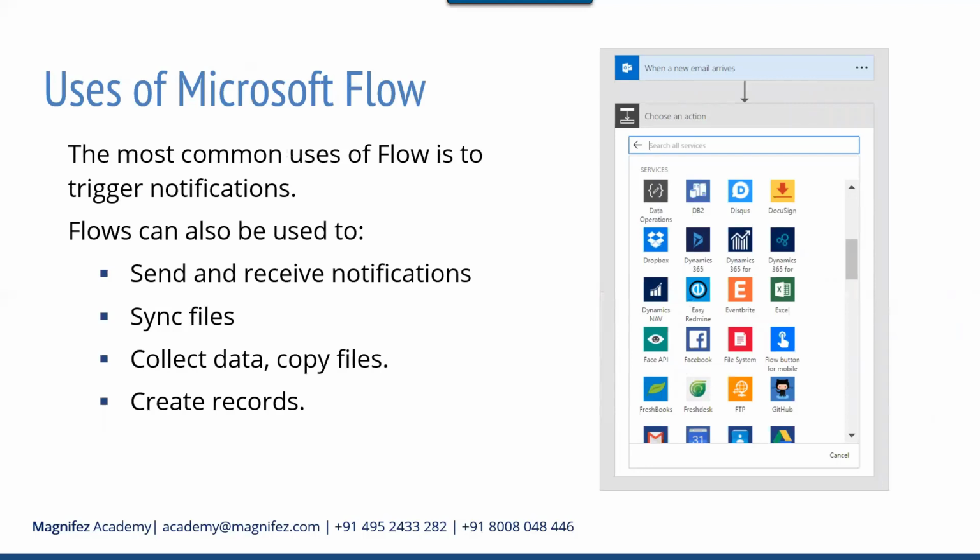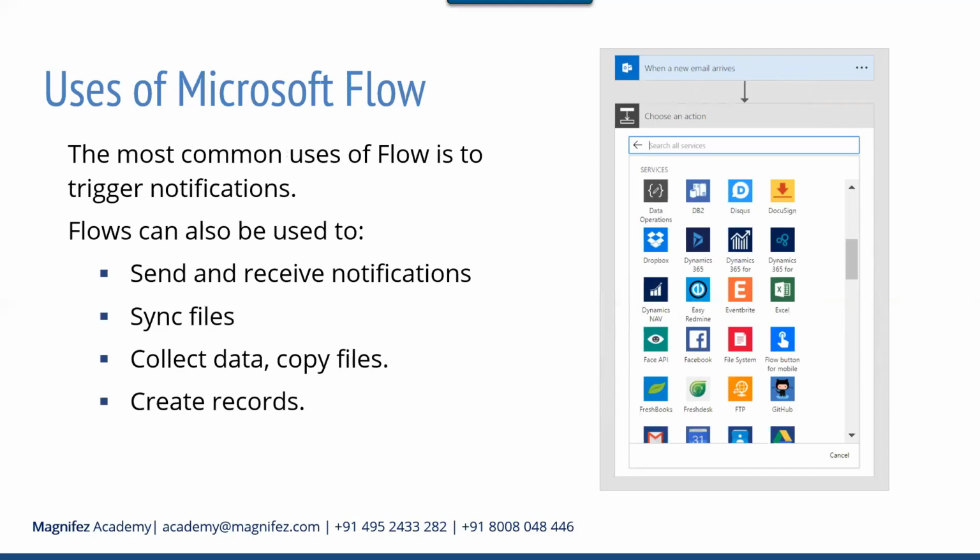Now, some of the common uses of Microsoft Flow. These are just some of the features. There are a lot of things that you can do with Microsoft Flow. The most common use of Microsoft Flow is to send notifications. If you have utilized workflows in your SharePoint or Dynamics 365 in the past, then you realize that sending notification is a pain. Sending notification to email is okay, but if I want to send notification to mobile devices, etc., it was not that easy. With the help of Microsoft Flow, you can send and receive notifications very easily.